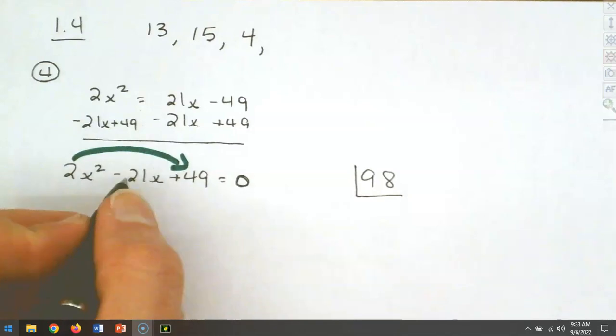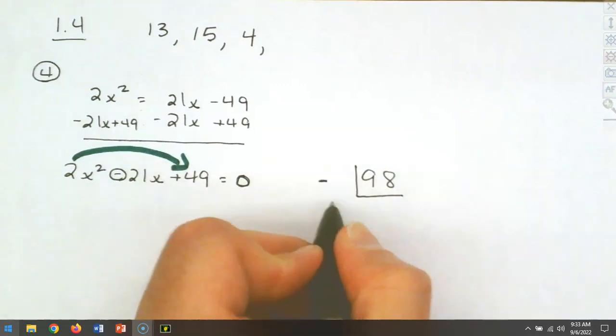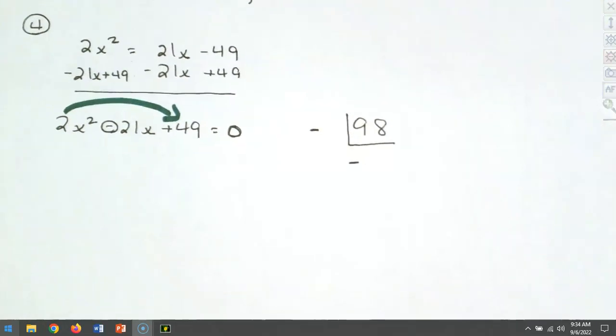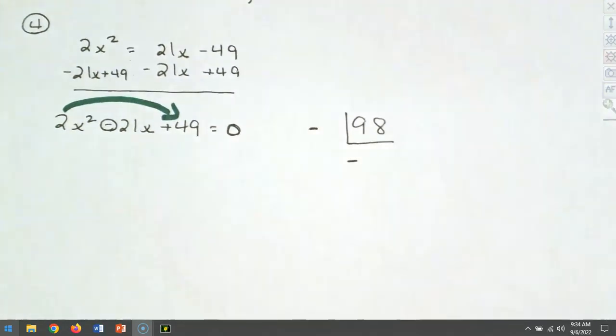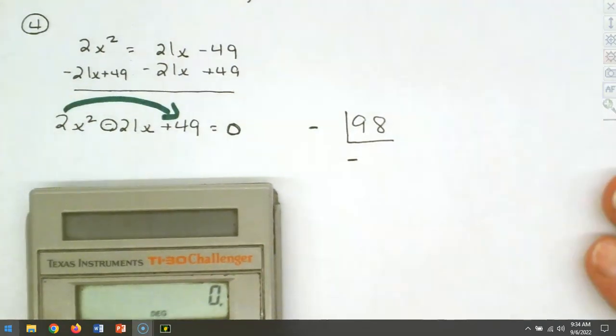Now we look at the sign in the middle. Sign in the middle is negative. So that means these are both going to be what? Negative. So we know they're both negative. Right? We rewrote it and moved things around. Okay, so they're both negative. Now we need to find our numbers. We need 2 numbers. They're going to multiply together to give you 98. Add together to give you that 21.